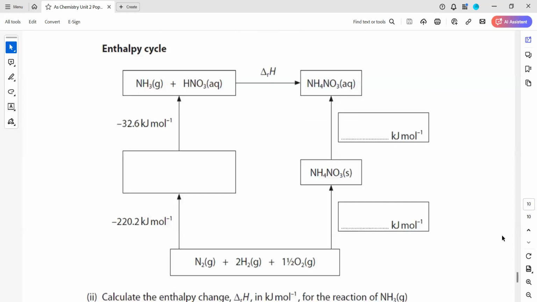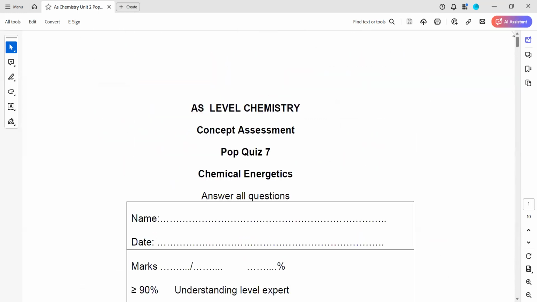Is it clear? The pop quiz, which was related to chemical energetics.